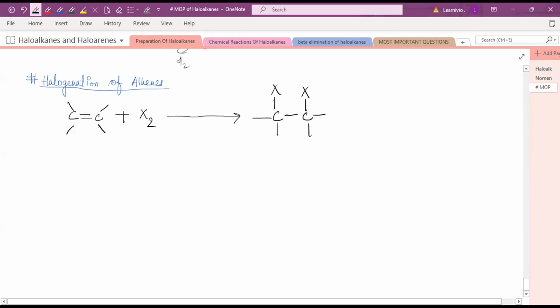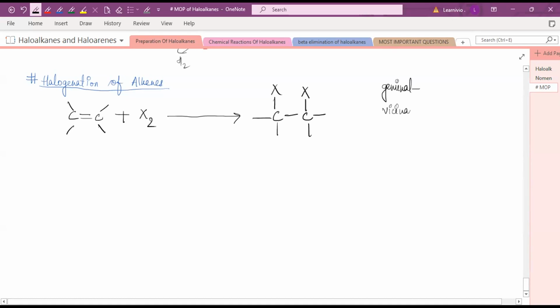So what happens here when any alkene is treated with halogen? They form vicinal dihalide. What is vicinal dihalide? Basically, the substituents are on adjacent carbons. You can see the two X, the halogens get attached to the adjacent carbon, meaning the neighbor's carbon. Vicinal comes when the substituents are on adjacent carbon atoms. And here's another word, geminal. You should know what is geminal and what is vicinal.